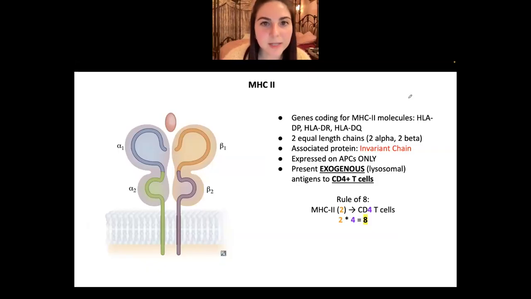Okay, so MHC class 2, two equal length chains. The associated protein is invariant chain. These are only on your APCs. And what they're doing is they're presenting exogenous antigens to CD4 positive T cells. So the rule of 8 still applies. 2 for MHC class 2 times 4 equals 8. That's the whole idea of the rule of 8. And exogenous in this instance is just not in the cytosol. Specifically for MHC class 2, loading is done in the lysosome, but exogenous versus endogenous is just not in the cytosol.